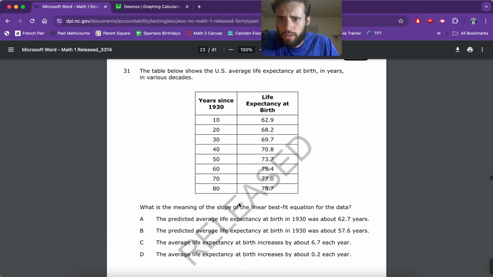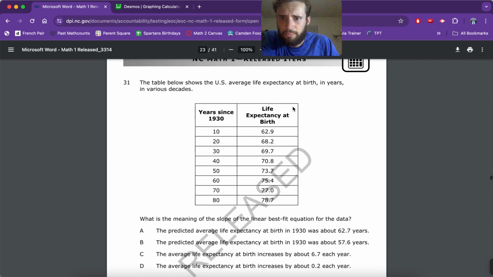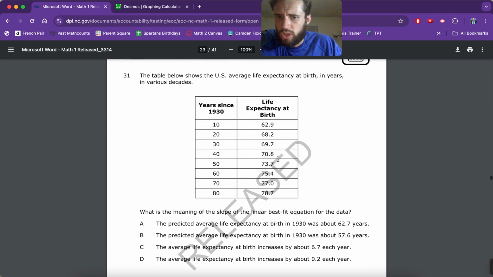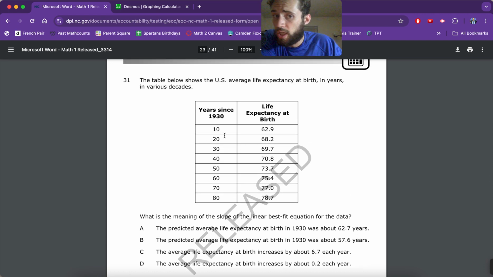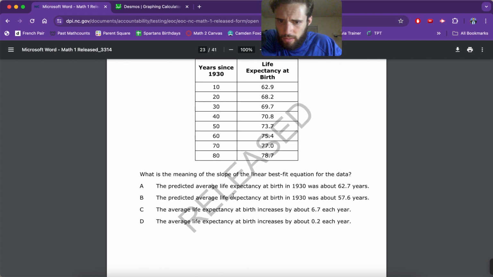31 here. The table below shows U.S. average life expectancy at birth in years in various decades. Okay, so your input is the years since 1930, and the output is life expectancy. What is the meaning of the slope of the linear best fit model of the data? Slope means for every 1 year after 1930, that's how much you expect the life expectancy to go up, because it's the change in the output per input.